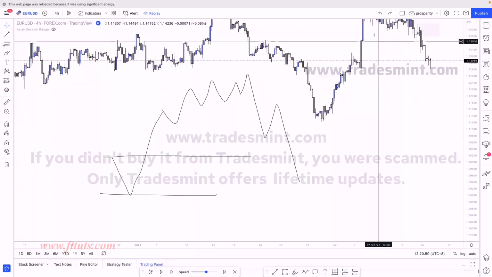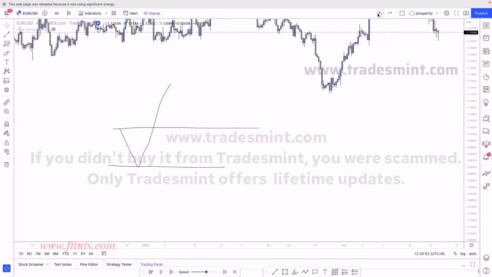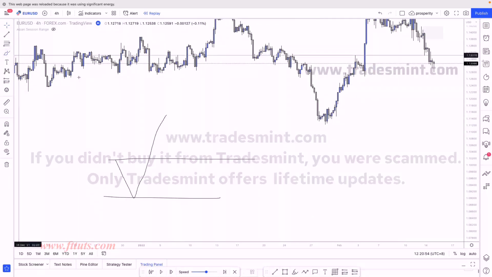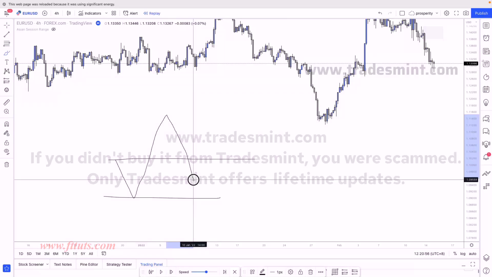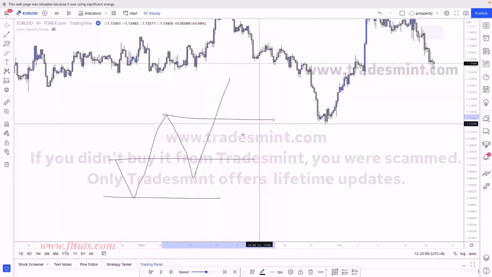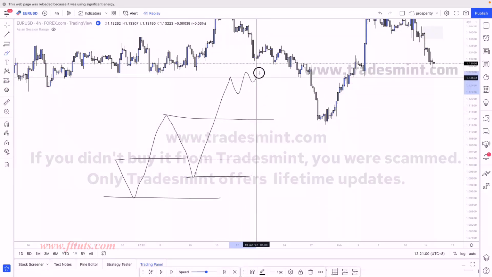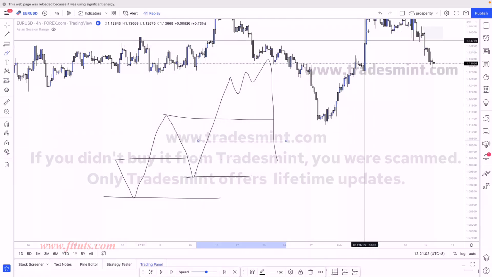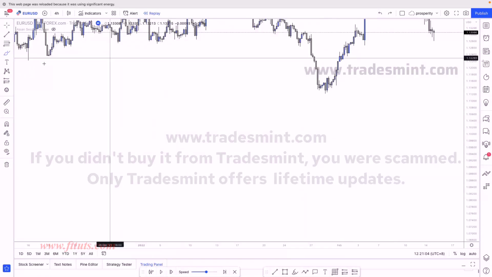And it's unmitigated until price comes into it, right? Right now it's unmitigated, then it's mitigated. And now we have a new unmitigated one. And now it's mitigated once price comes back into it. So how does this look on the charts?